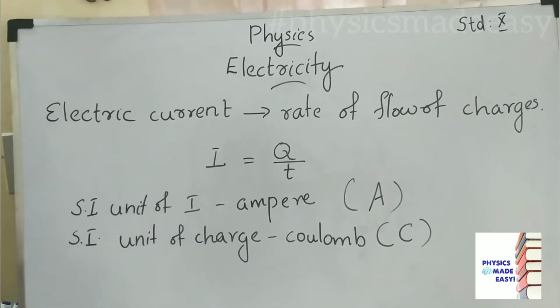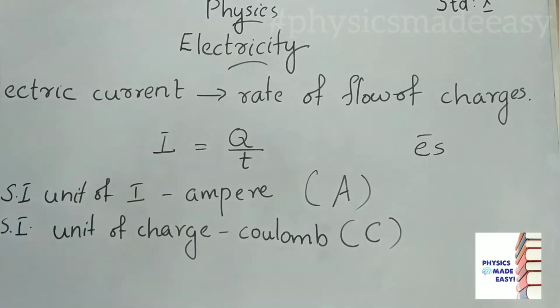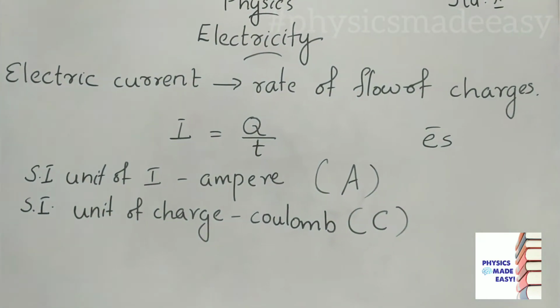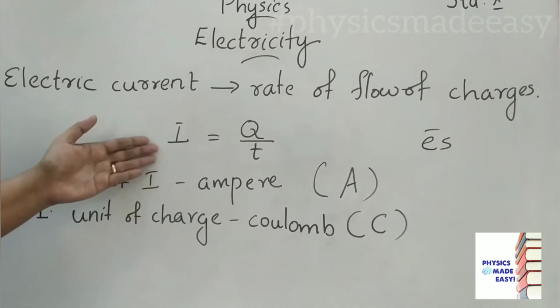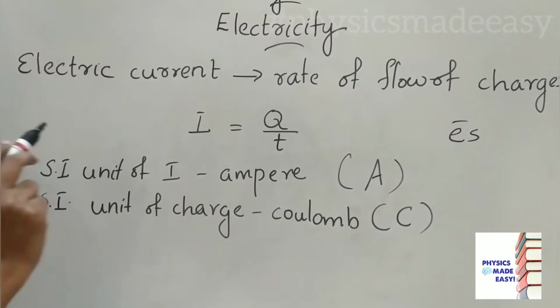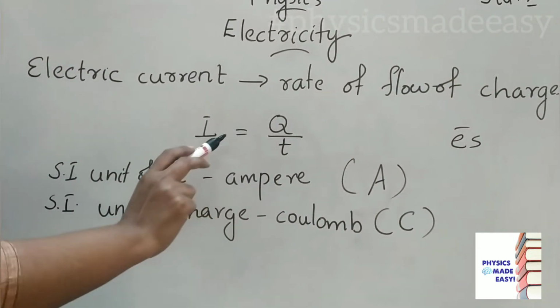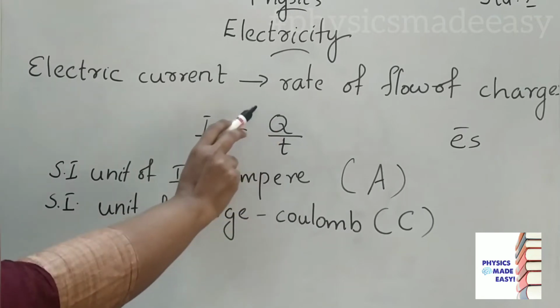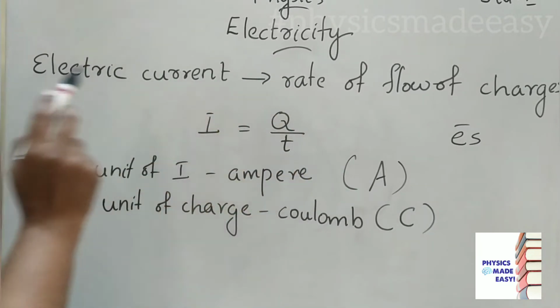Here the flow of charges means flow of electrons, negatively charged particles, electrons. From that we can write an equation, that is I is equal to Q by T. We can give another definition for this current, as the flow of charges through unit area in unit second. That only I wrote like this, rate of flow of charges.